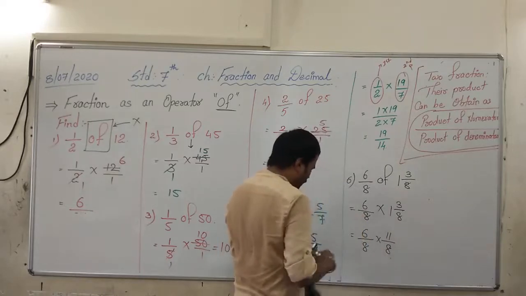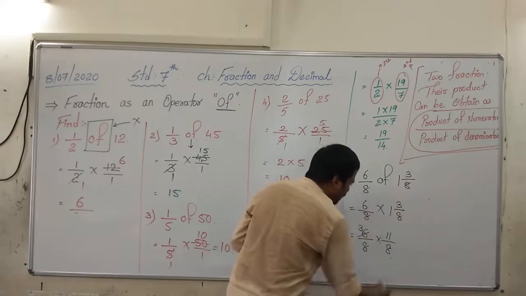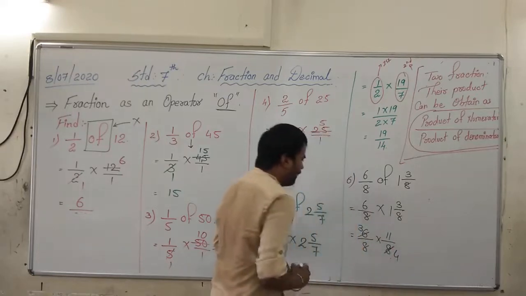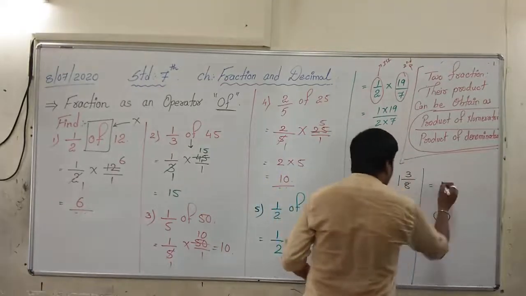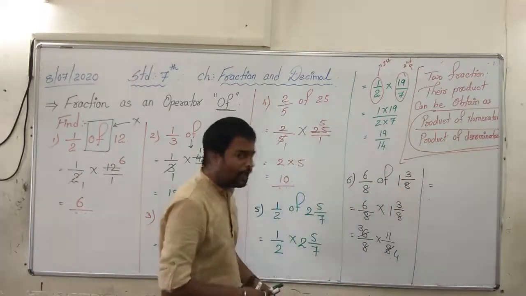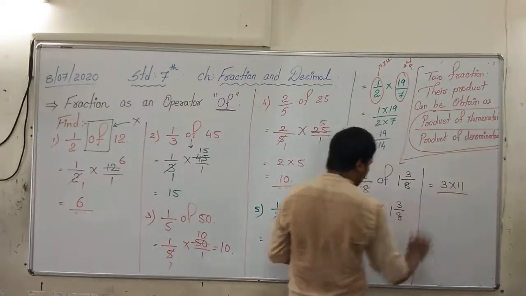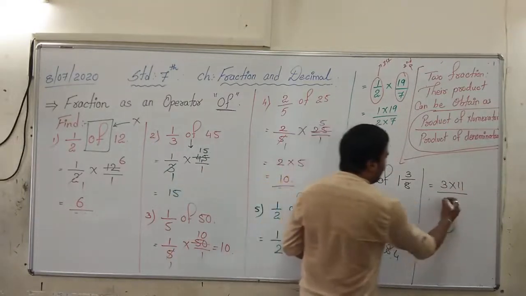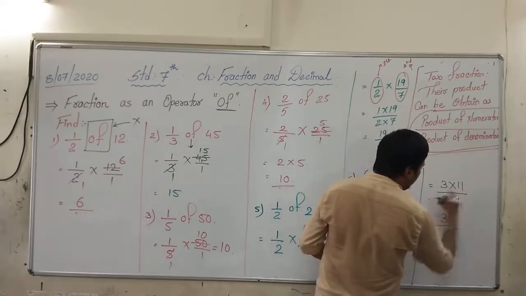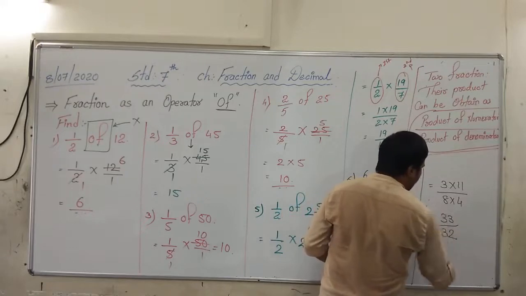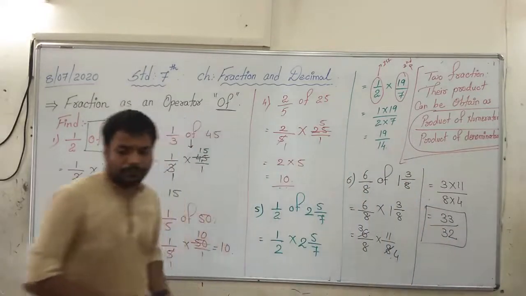Now cancel whatever is possible. 2 3s are 6, 2 4s are 8. Is there anything to cancel out? No. So again you will multiply numerator and you will multiply denominator. That is nothing but 3 multiplied by 11 upon 4 multiplied by 8. So 11 3s are 33 and 8 4s are 32. That will be your final answer. Right?